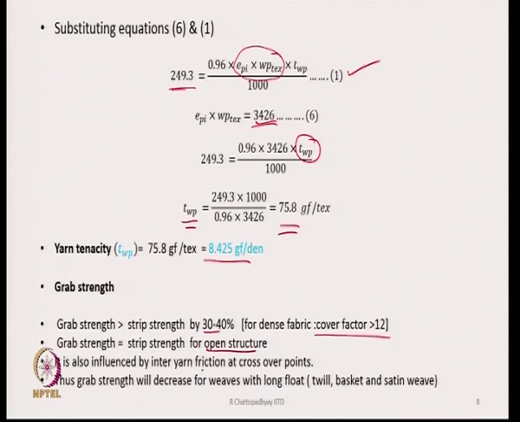It is also influenced by the inter-yarn friction at crossover points. Thus, grab strength will decrease for weaves with long floats, twill, basket, satin. This is just general information which is stated here. So, therefore, yarn tenacity we could estimate right now.